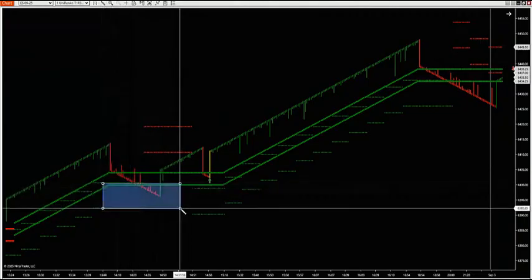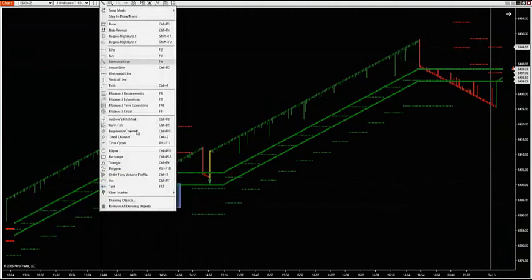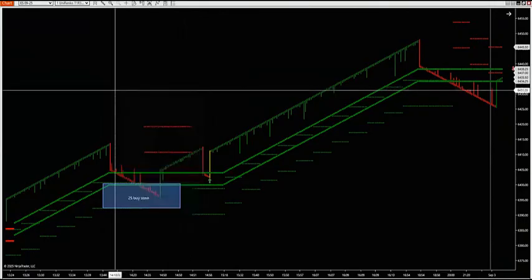This is our 25 buy zone. This is our standard buy zone. That's our proprietary Rinko 25 buy zone. The market loves to reverse inside of this zone.